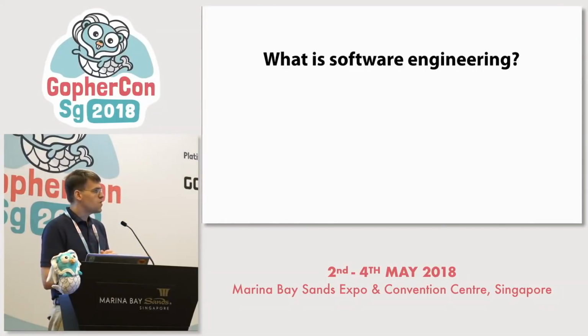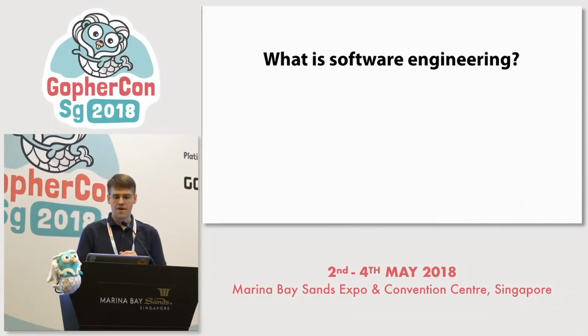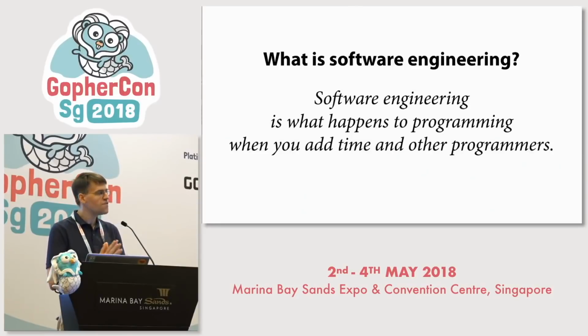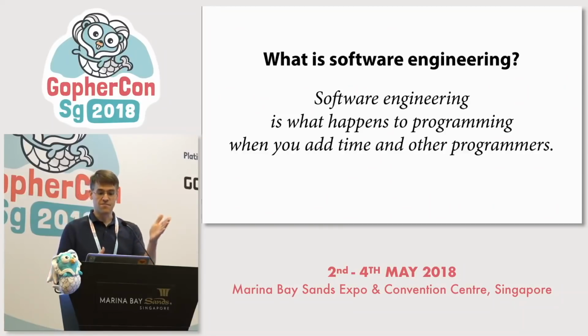Then the question becomes, what is software engineering? How is software engineering different from programming? I like the following definition, which I've borrowed and adapted from Titus Winters. Software engineering is what happens to programming when you add time and other programmers. Programming means getting a program working. You have a problem to solve, you write some Go code, you run it, you get your answer, and you're done. That's programming, and that's difficult enough by itself.